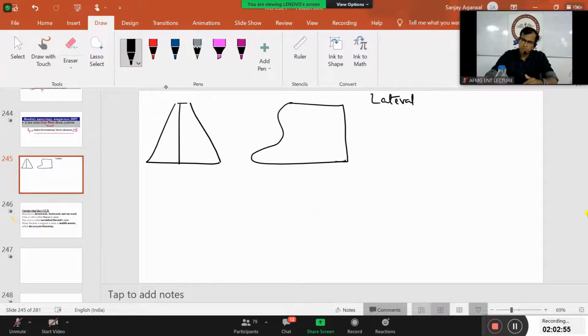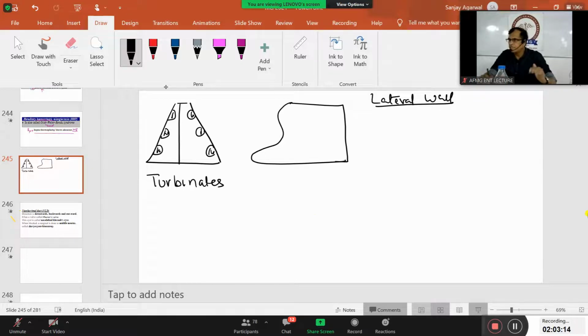The most important thing on the lateral wall are three projections like this. Three on this side and three on this side. What are the three projections called? Turbinates. Inferior, middle, superior turbinates. They are projections.